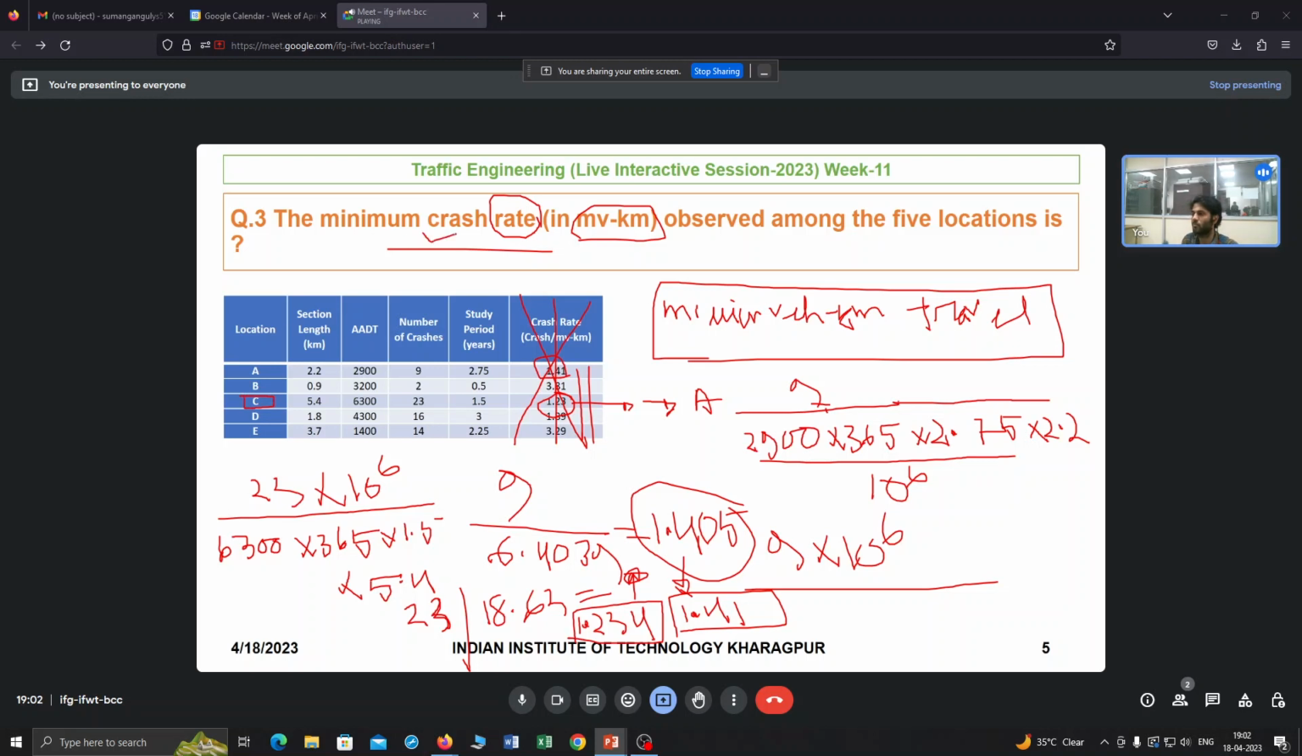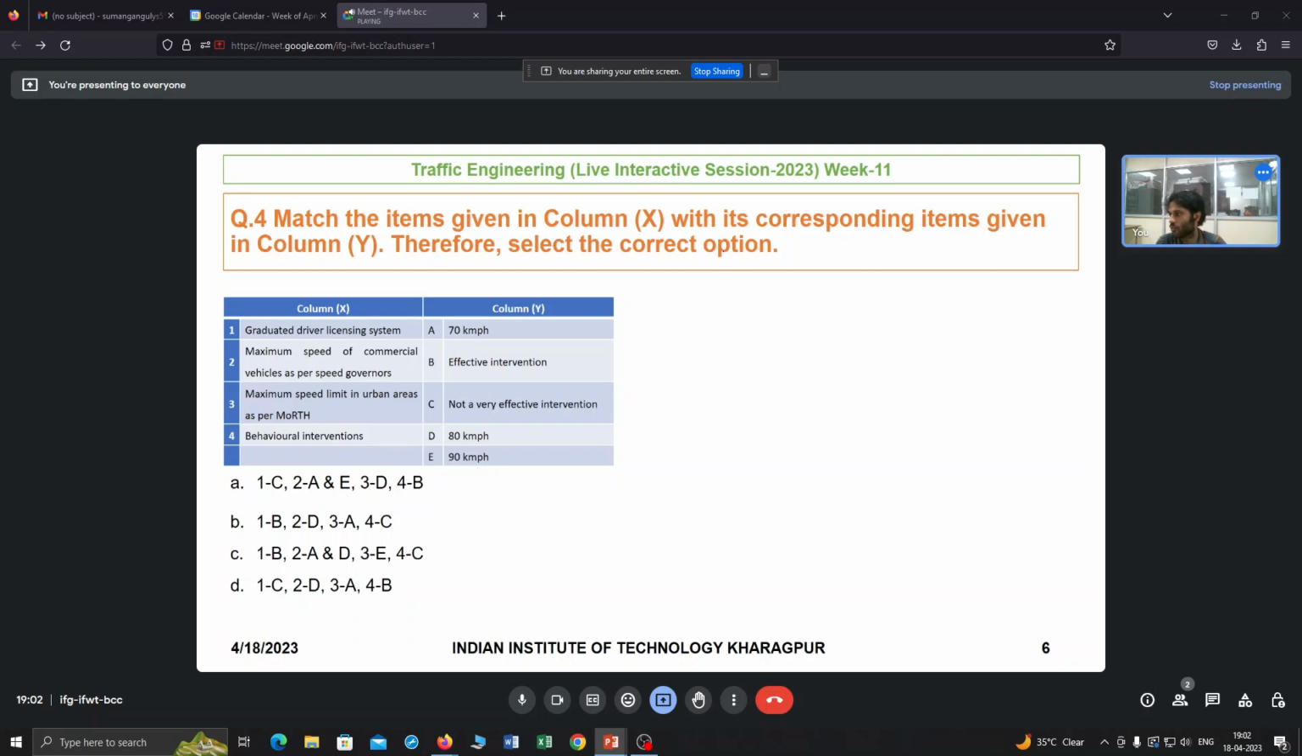This is the minimum crash. I hope you will be able to calculate for the other locations as well, and you will get the same results. So results are given, you just have to calculate, right? Because the rate is given per million, you have to divide the number of vehicles by 10 to the power 6. That is the million.